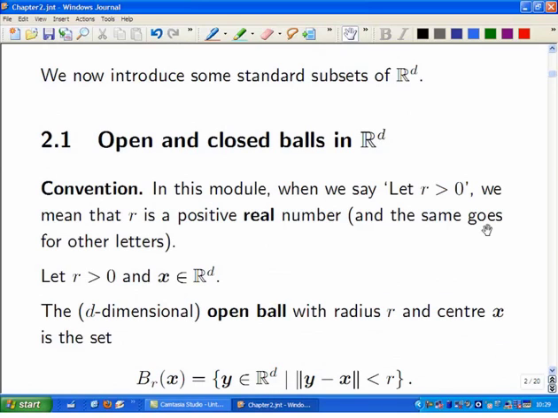So I want to move on and talk about different kinds of balls in R^d, open balls and closed balls.